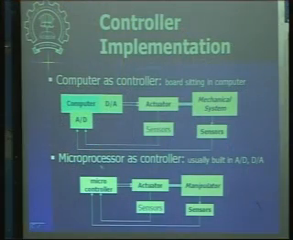This is a scheme that you see in the slide for the implementation in the digital domain. Here you can have two schemes possible: you use a computer or you use a microcontroller, and the other things remain the same. And the microcontroller will usually have a built-in A to D.